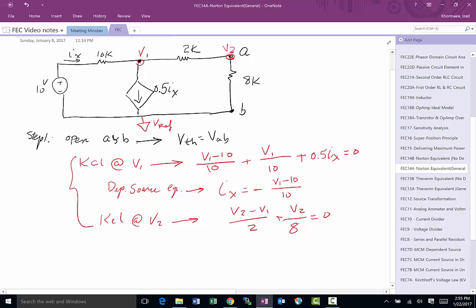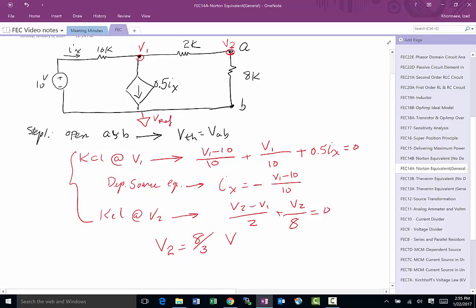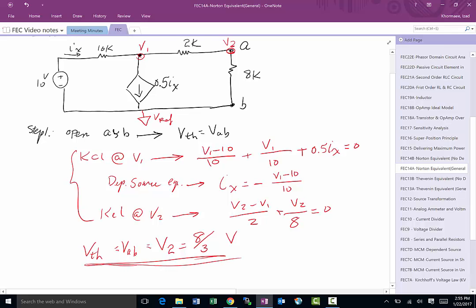So once we solve this, we can find V1, V2, Ix, and we got three equations. Simply solve it using your favorite tool, and you'll find out that V2 is equal to 8 over 3 volts. Then we're going to leave that at this point. That basically becomes, if you look at it, B is assumed to be 0, so this V2 becomes the same as VAB, which is what we were looking for, which was V Thevenin. So we found V Thevenin here.